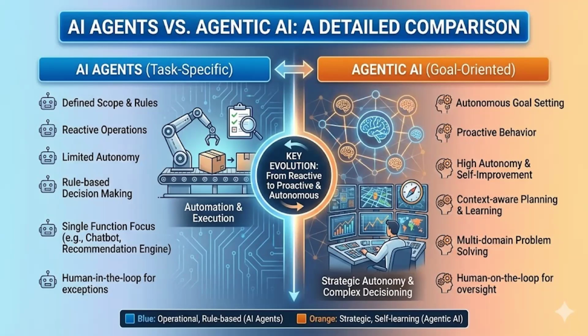So a simple AI agent is task oriented. It will not deal with goal setting. It only will have some scope and rules. It is a reactive agent, with very limited autonomy, and it always goes with rule-based decision making. A chatbot is an example.